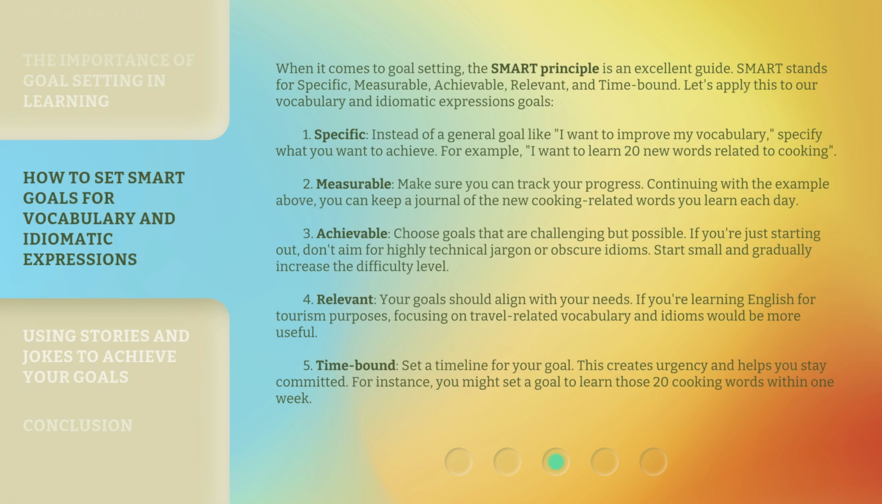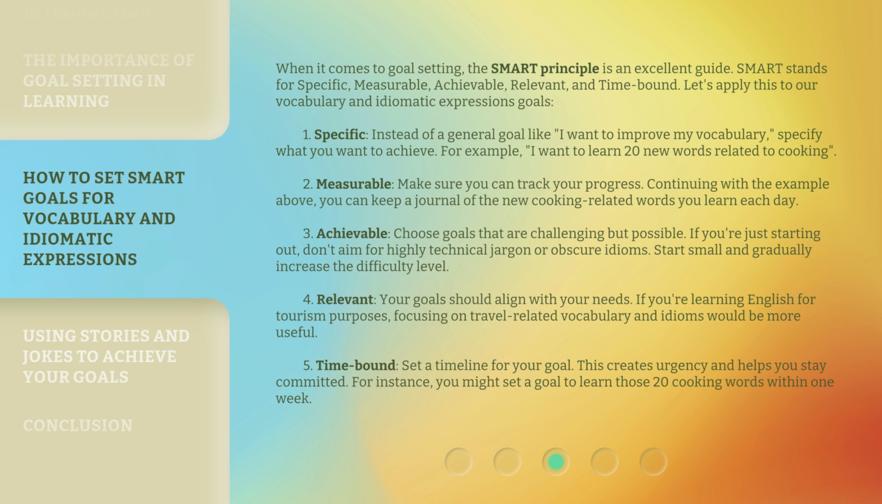When it comes to goal setting, the SMART principle is an excellent guide. SMART stands for specific, measurable, achievable, relevant, and time-bound. Let's apply this to our vocabulary and idiomatic expressions goals. 1. Specific. Instead of a general goal like, I want to improve my vocabulary, specify what you want to achieve. For example, I want to learn 20 new words related to cooking.